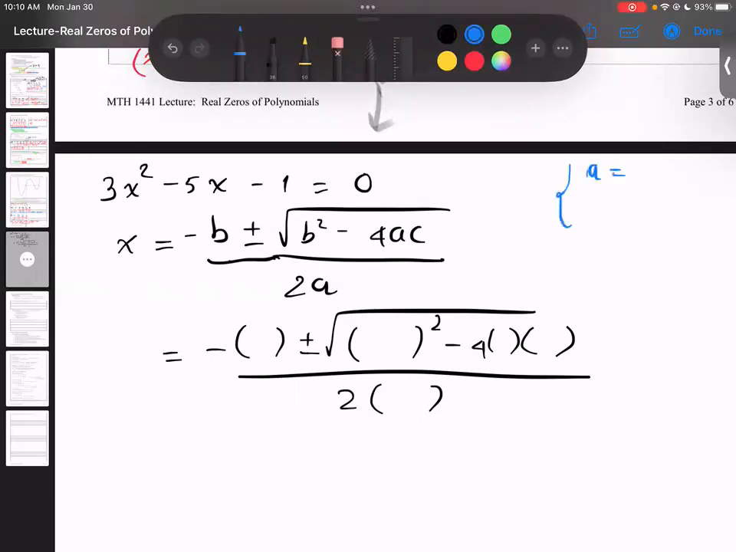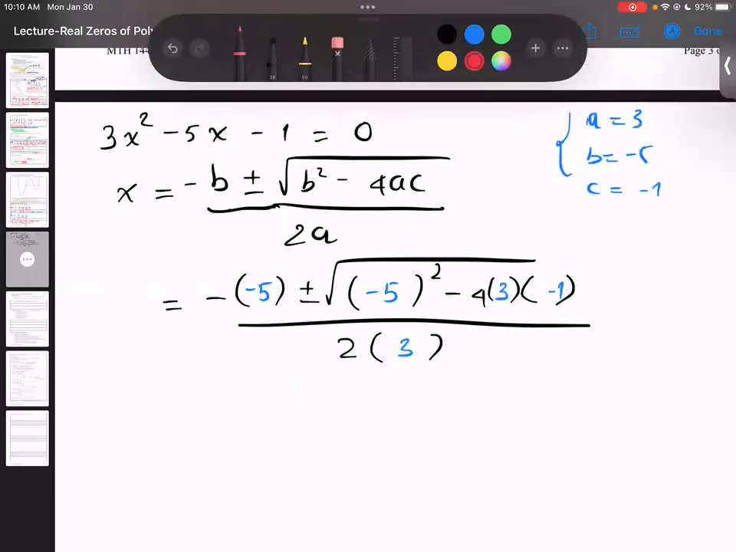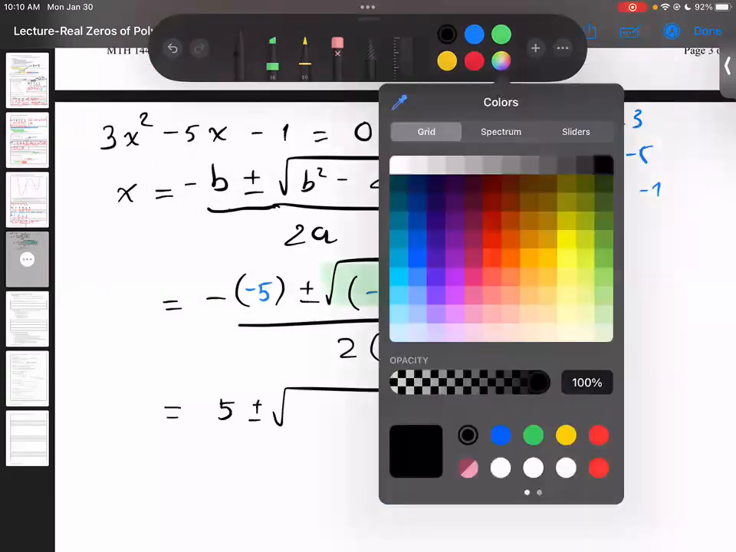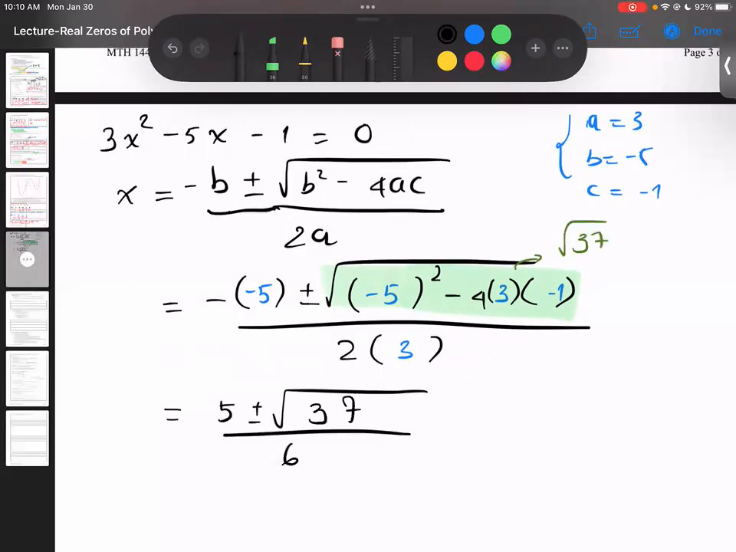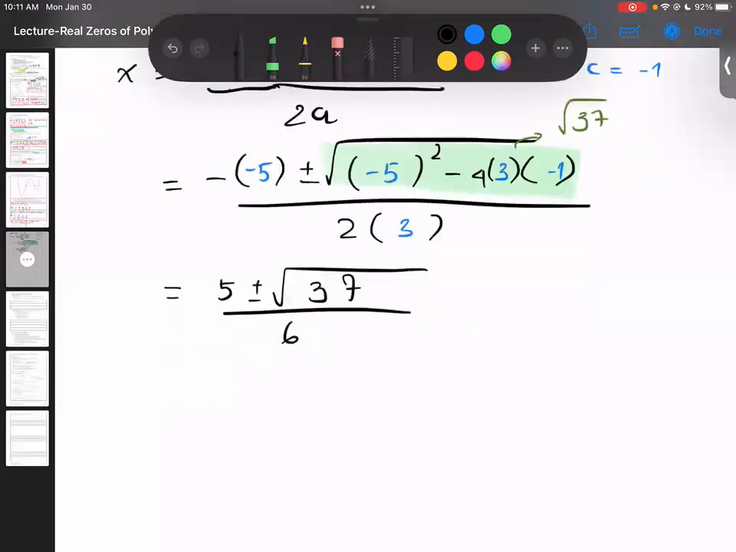So I see A is 3, B is -5, and C is -1. Let's plug it in. -5, -5, 3, -1, 3. +5 plus minus. I don't feel like keep rewriting things, so I'm going to simplify the one in green there. This one equal to what? 25 plus 12, right? That's 37. So root 37 over 6. And that's your x, right?